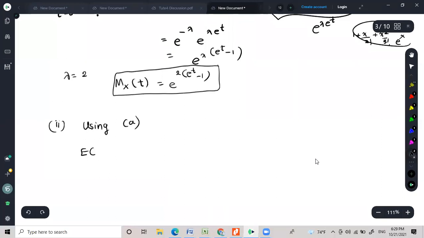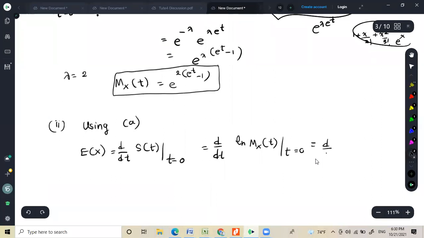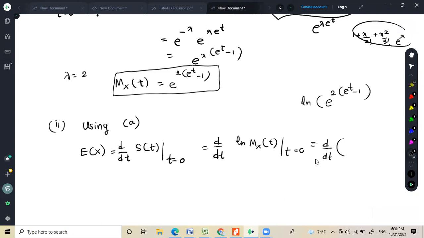What do we know? We know that the expectation is d over dt of S(t) at t equals 0, which is d over dt of ln M(t). So if you take ln of this one, what do you get? Ln of e to the 2(e^t minus 1). Well, ln and e go away. Very simply, you get 2 times (e^t minus 1).